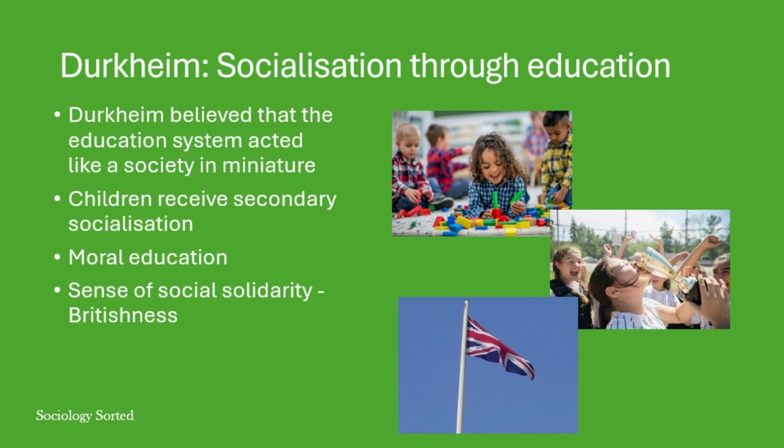Durkheim believed that the education system acted like a society in miniature. What he meant by this was that school was, in many ways, a mirror of adult life, where students could practice the skills they would need later on. For instance, school is an arena where students can hone their social skills. A particularly important part of this, for Durkheim, was that school was a place where students learned morals, what is right and wrong. In school, children are taught to obey authority and follow rules. This socializes them into behaving appropriately and following the law later in their adult life.